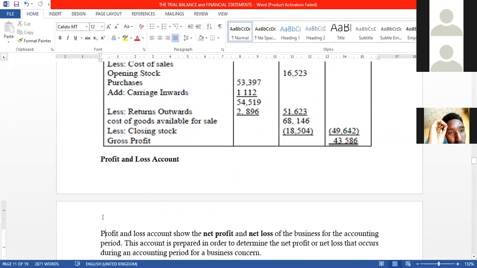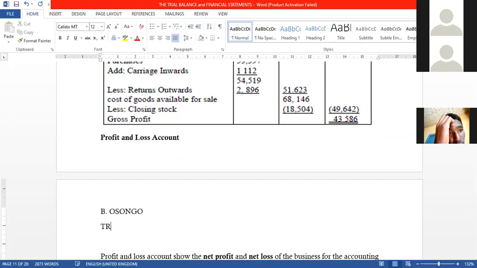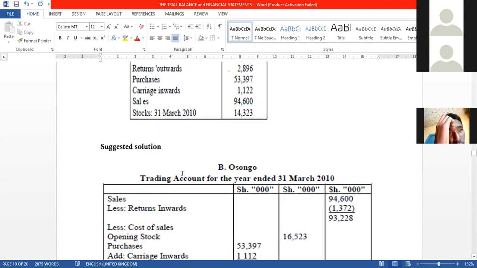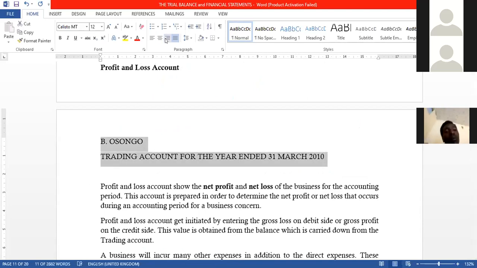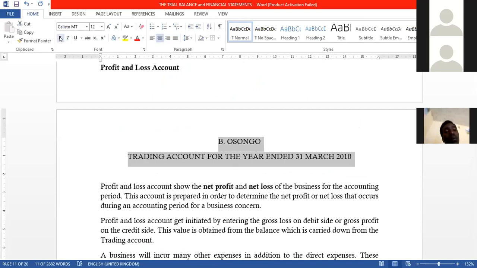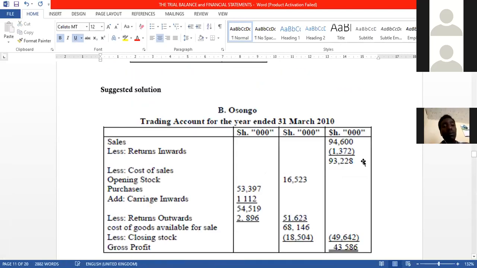And therefore, I wish we could redo this. This is Biosongo trading account, so that you don't write errors. Trading account for the year ended 31st March 2010. So that is our heading there. Below here, we will have different columns. Let me see.